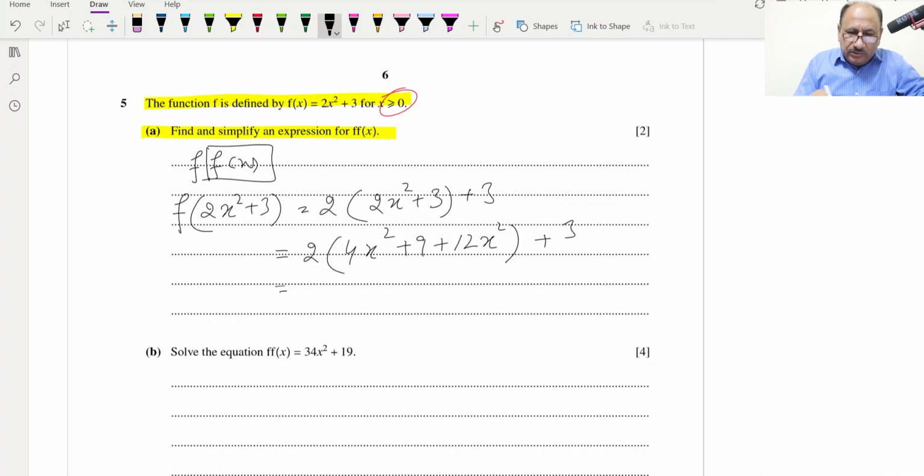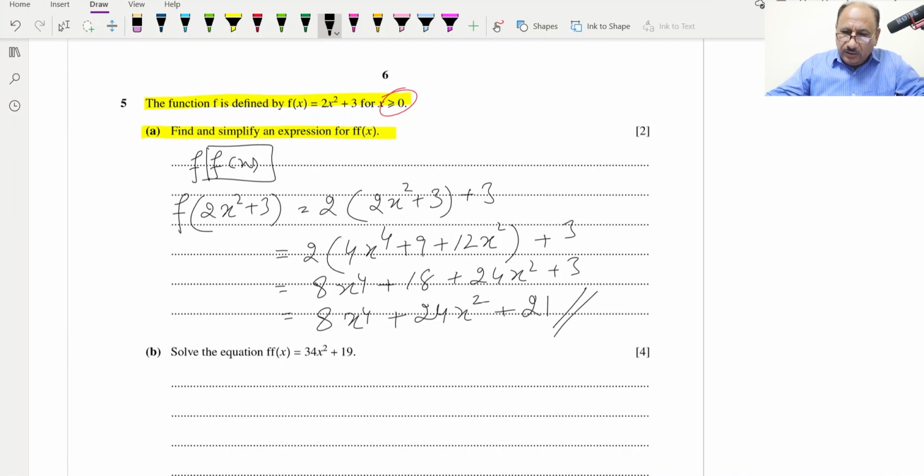Now we can open this bracket as well: 8x^4 plus 18 plus 24x squared plus 3. We can arrange them in descending power, so 8x^4 plus 24x squared, and 18 plus 3 is 21, so plus 21. We made a mistake earlier, because squaring results in power 4.